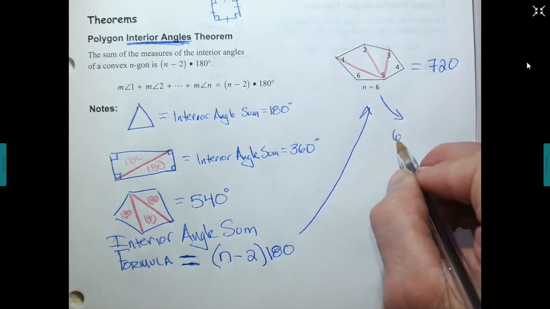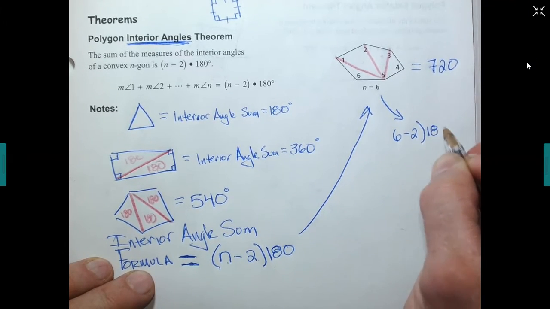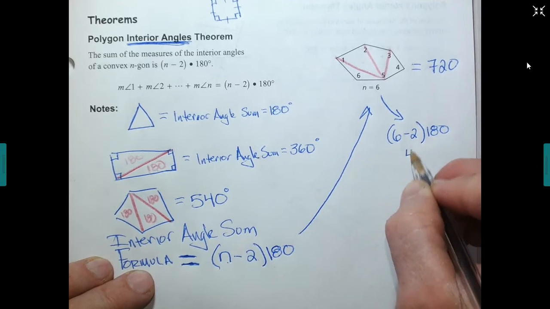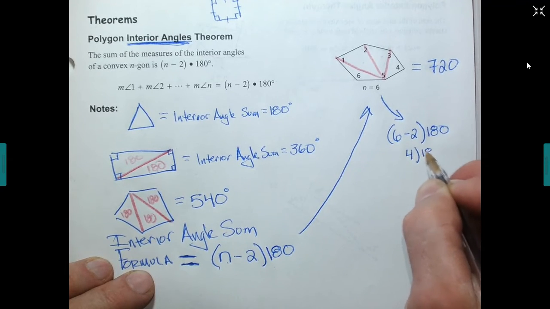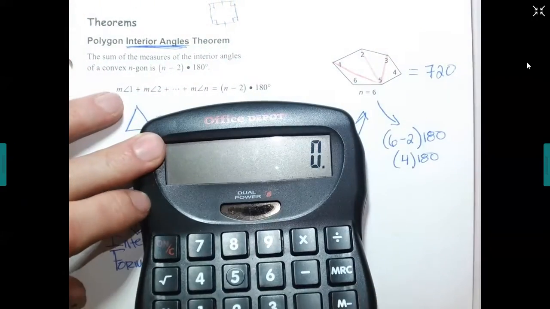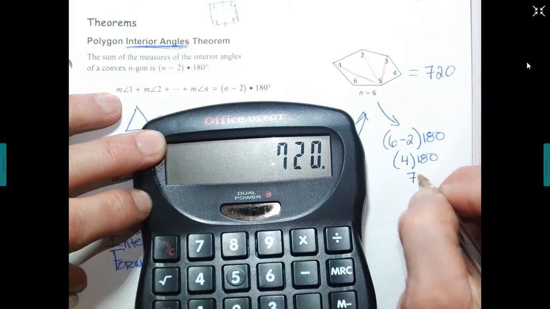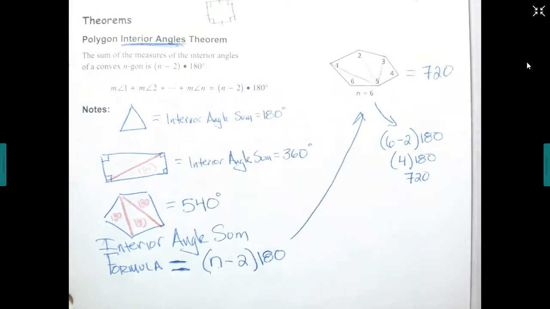So we have the total number of sides, which is 6, minus 2, times 180. 6 minus 2 is 4, times 180. Come over here. 180 times 4. Look at that. 720.